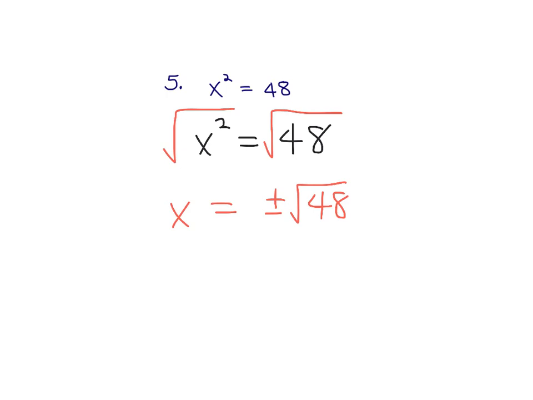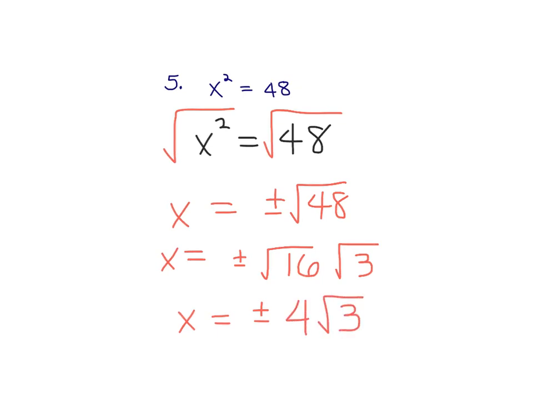I'm gonna factor it into 16 times 3. If you break it down into 6 times 8, you gotta keep going. But by my choosing 16 and 3, it's gonna get to my answer a lot quicker. The square root of 16 is 4, and there are no more perfect squares in the 3, so it stays.